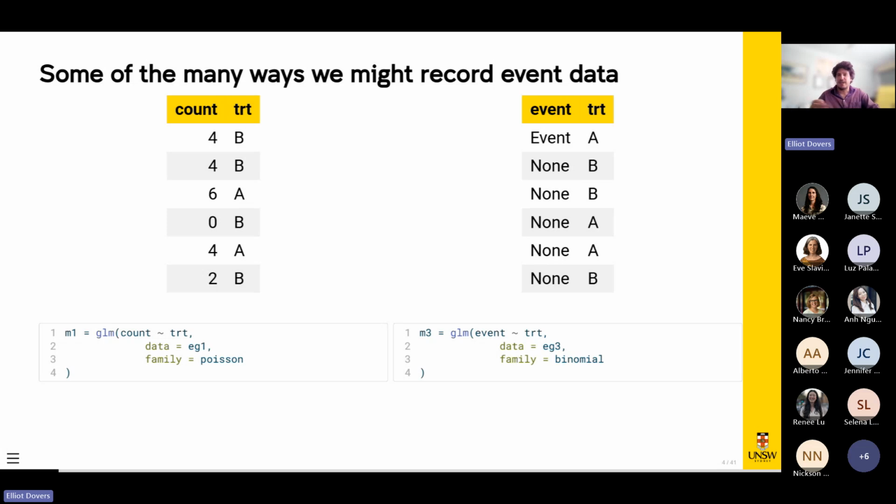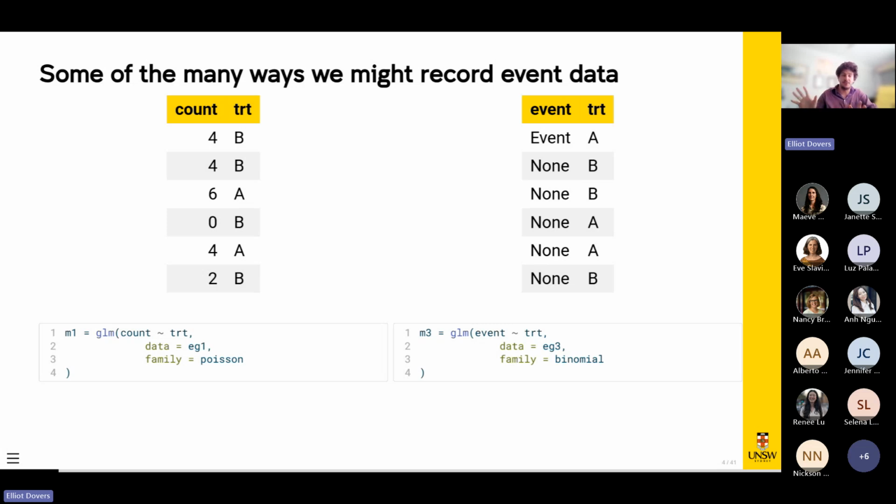And then in our second column there, we have a second way we might record our event data. This time our observational units are at a single trial, if you like. So either the event has happened or not, and we just record that as a binary thing, event or no event. And again, each of these observational units is associated with a particular treatment group, A or B. These are two first-step common distributions that we might use for these types of data. For count data, the Poisson family distribution is suited to this, and for our binary data, we have a binomial distribution.